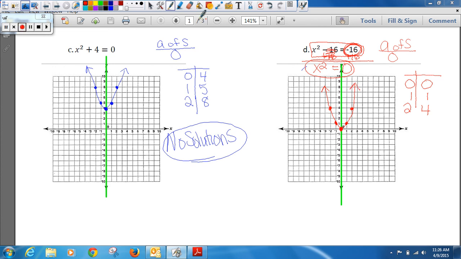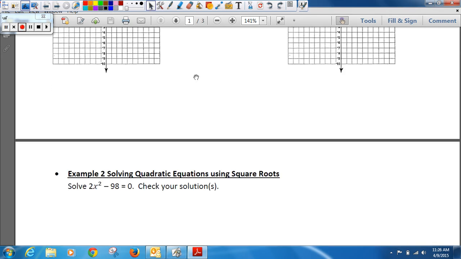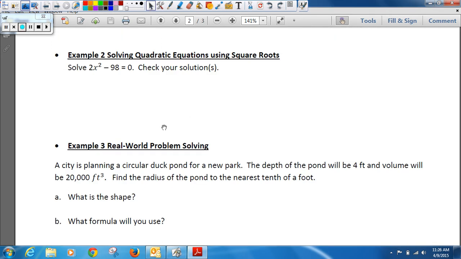Okay, so this crosses the x-axis at one place. That means you have one solution of x equals 0. If I sub it in to check it, I always check it into the original. So 0 squared minus 16, does that equal negative 16? 0 squared is 0, so negative 16 equals negative 16. That's correct. So our solution is correct. Go ahead and turn your page. We have 2 more examples to look at.